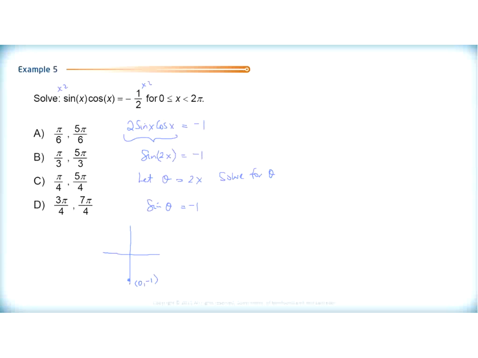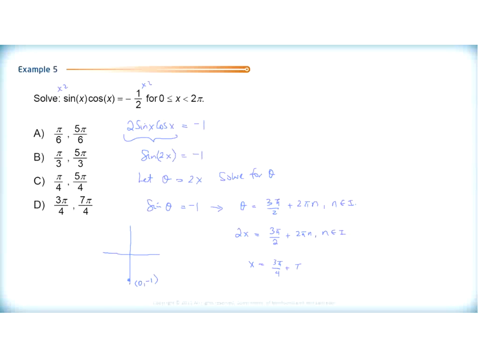So if we let theta equal 2x, I'll get sine theta equals negative 1. So where is sine theta equal to negative 1? Well, I think you'll agree sine theta is equal to negative 1 right here at 3 pi over 2. We're going to write the general solution first. That's how we solve these. Whenever we let theta equal something, we find our general solution. So theta is equal to 3 pi over 2 plus 2 pi n, where n is an integer. But remember, theta is equal to 2x.